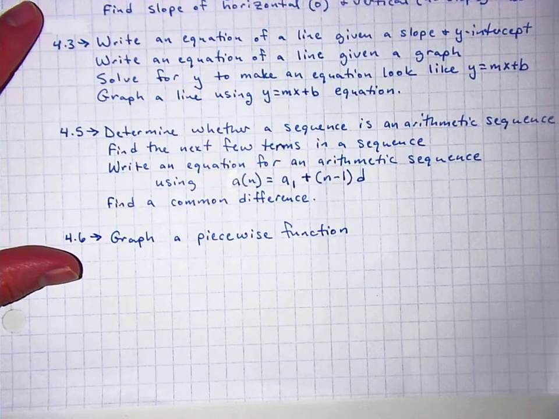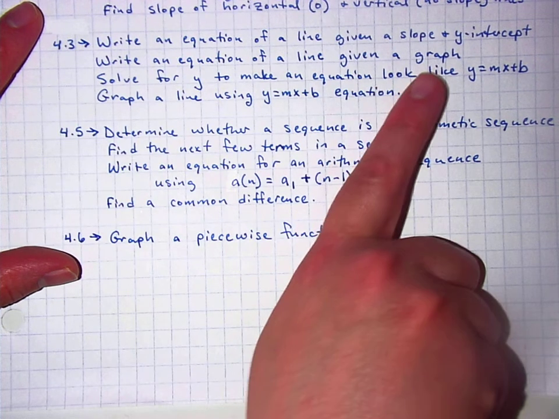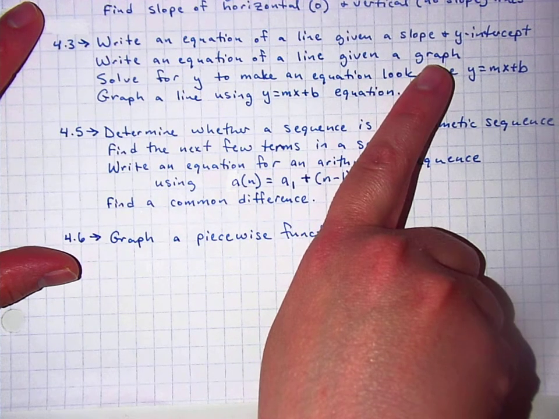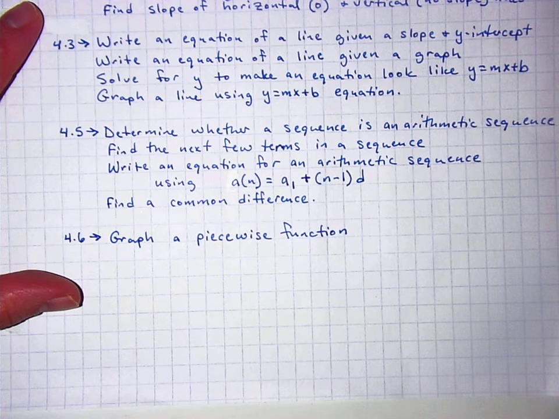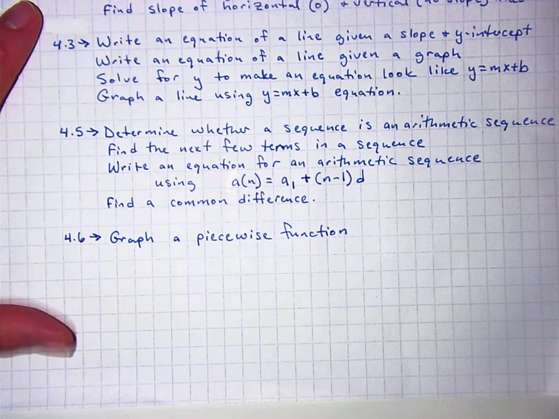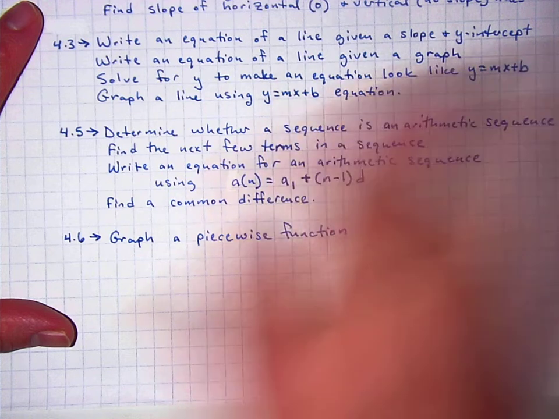4.3 is writing an equation of a line given a slope and a y-intercept. So if I give you a slope and a y-intercept, can you write me an equation for a line? Or just looking at a graph, being able to see the slope and the y-intercept of a graph. Solving for y to make sure an equation looks like y equals mx plus b. And then graphing a line using a y equals mx plus b equation. So if I just give you the equation, can you graph a line?